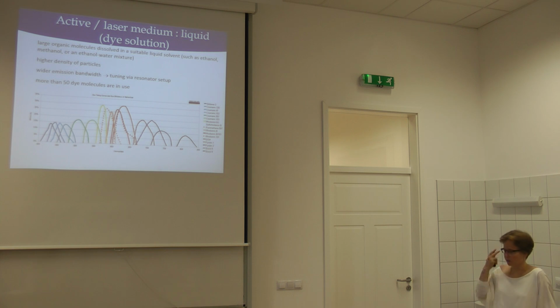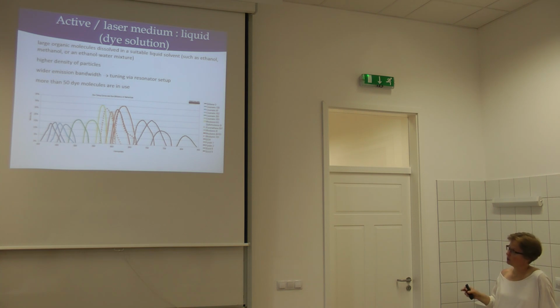The second type of consistency of laser medium is if you choose liquid. When you have a liquid laser, this is often called a dye laser, because you have the active medium in a solution, in a dye solution. And here I have a few dyes that are used in lasers, and I have the spectrum that can be covered with such a dye.